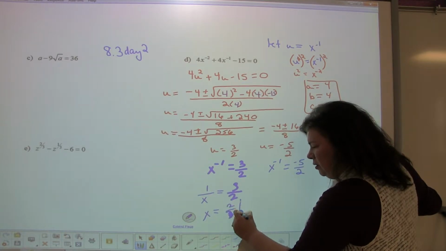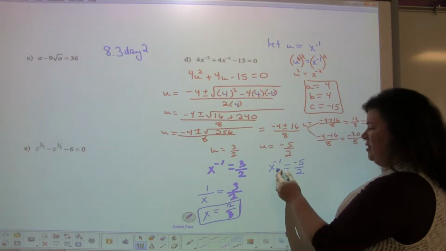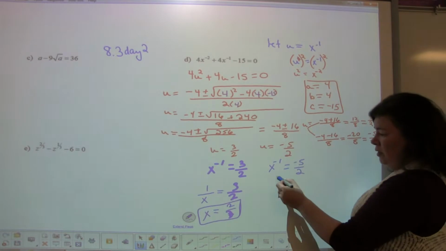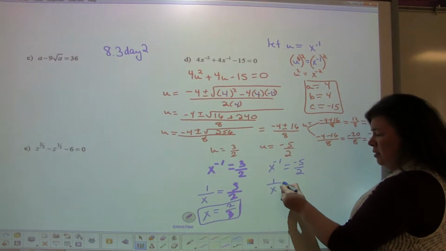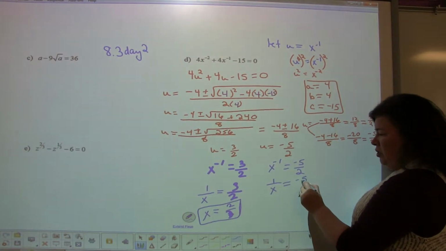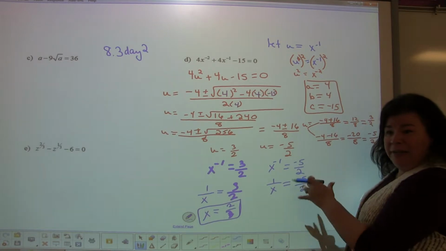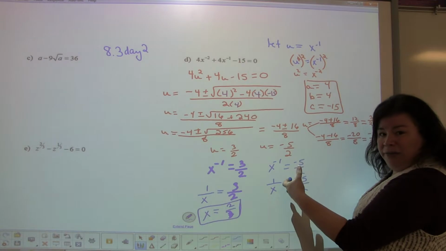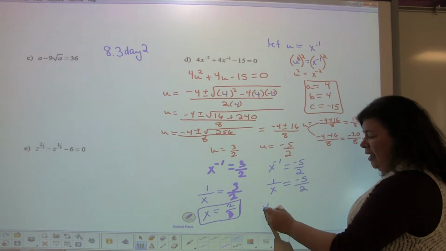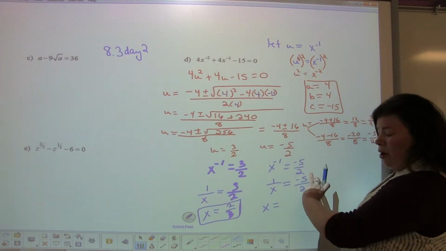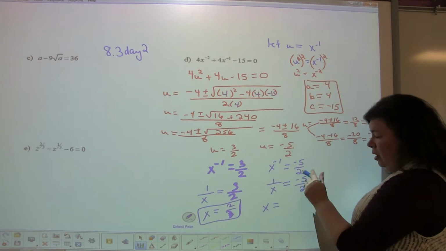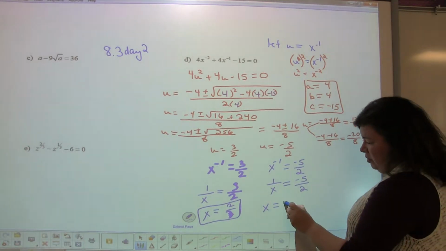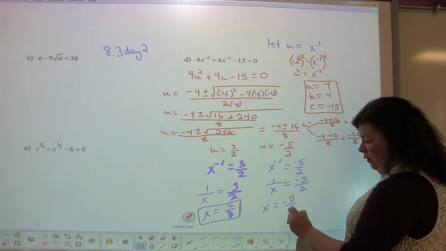So x is equal to 2/3. And the same here, x to the negative first is really 1 over x, which is equal to negative 5/2. But again, since we want to solve for x, we want to multiply by the reciprocal, which is just x over 1, or x. So we're also just going to take the reciprocal of negative 5/2, which is equal to negative 2/5.